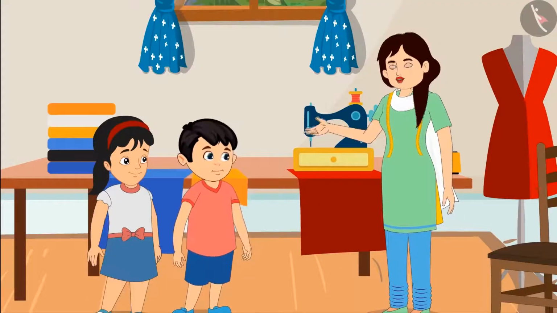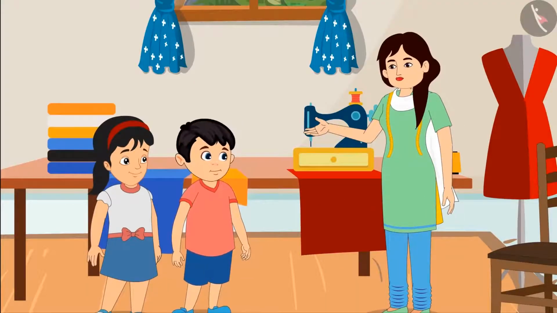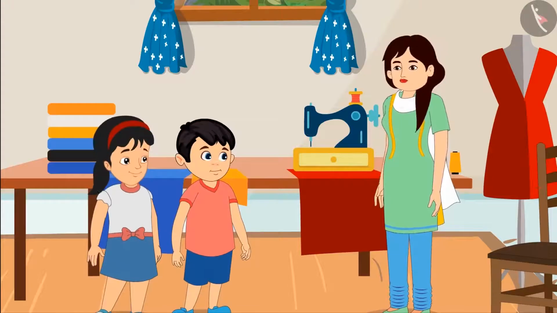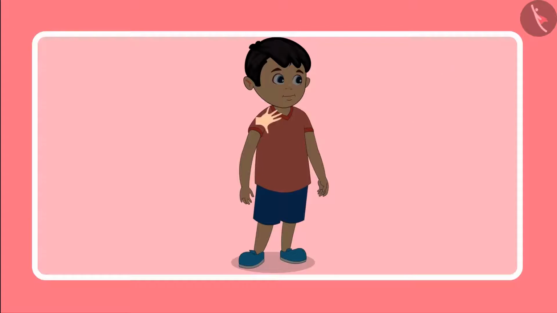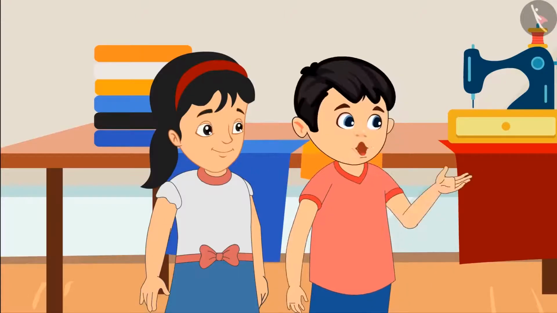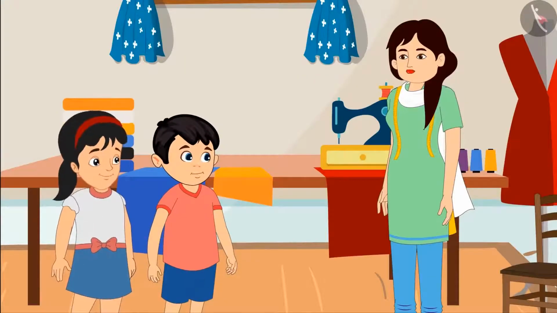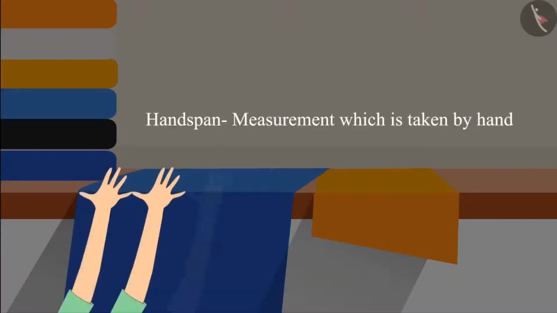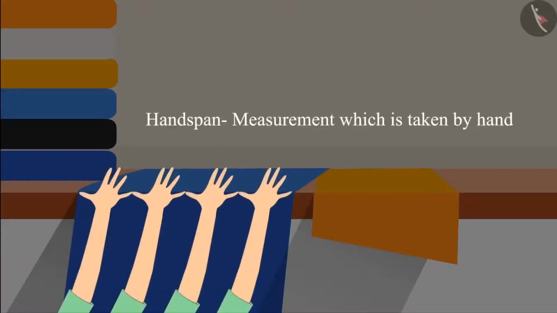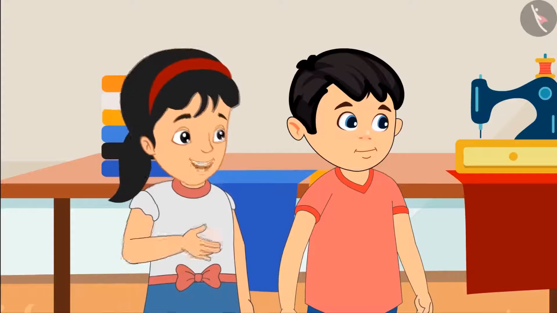Look Chotu, I took the measurement of the length of your shirt with my hand like this. 1, 2 and 3. Your shirt is 3 handspan long. Okay, Auntie, this is how things are measured. Auntie, what is a handspan? Pinky, the measurement which is taken by hand is called handspan.